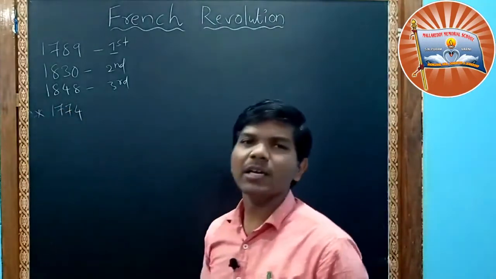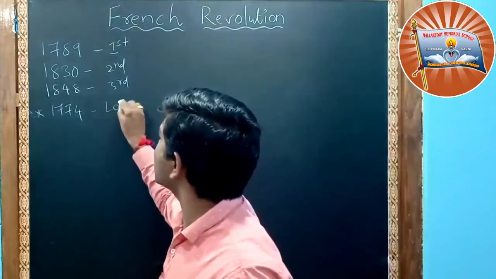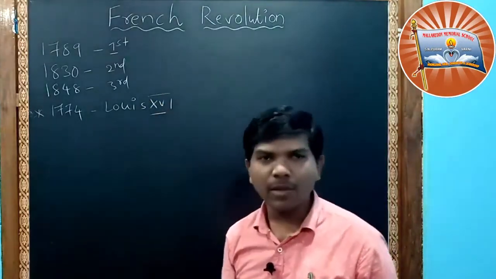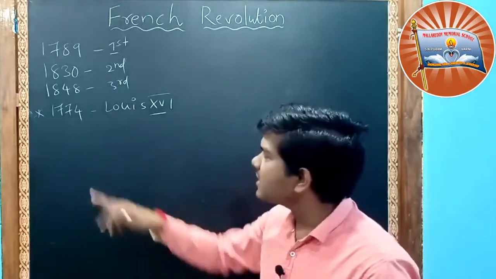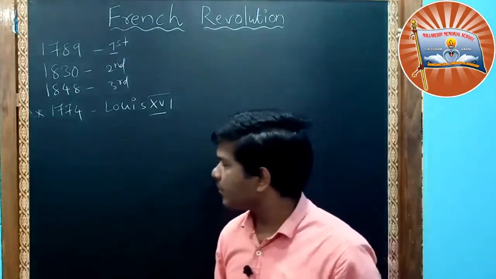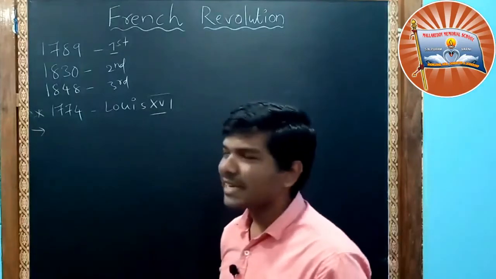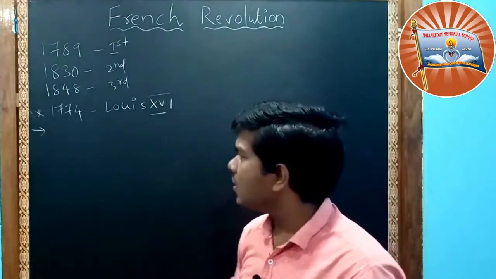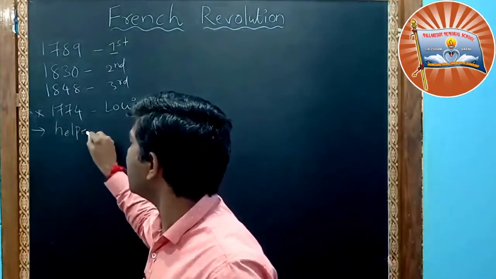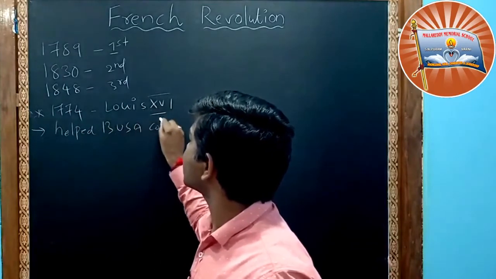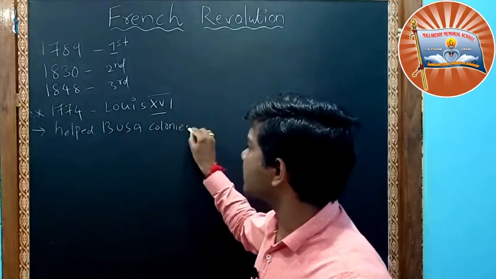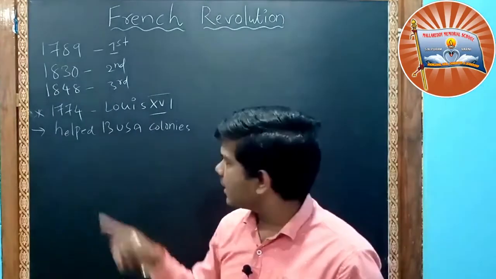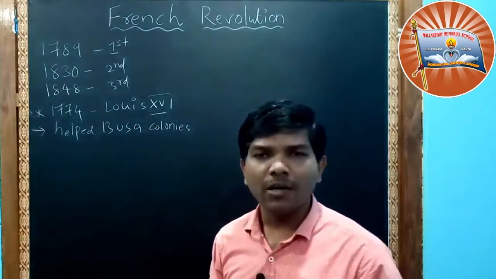In the year 1774, Louis XVI was the French king. They may ask you, who was the French king in 1774? Louis XVI. You might have known that in our American independence struggle, he helped the 13 USA colonies. He helped the USA to become independent. The French helped America to win independence.